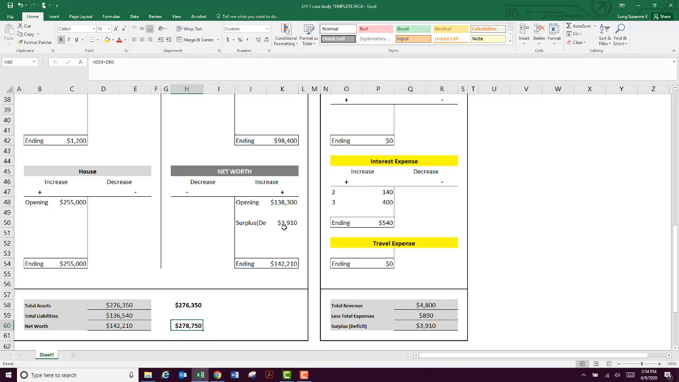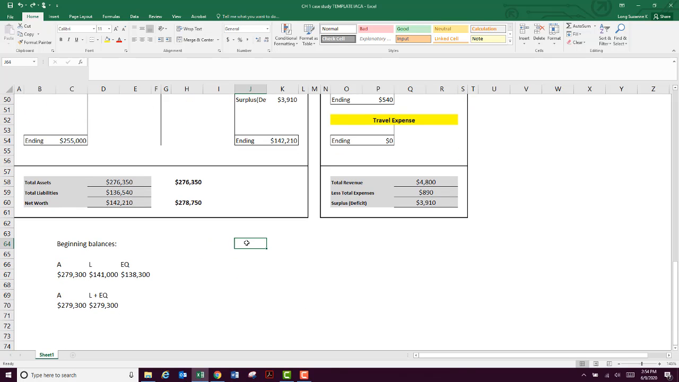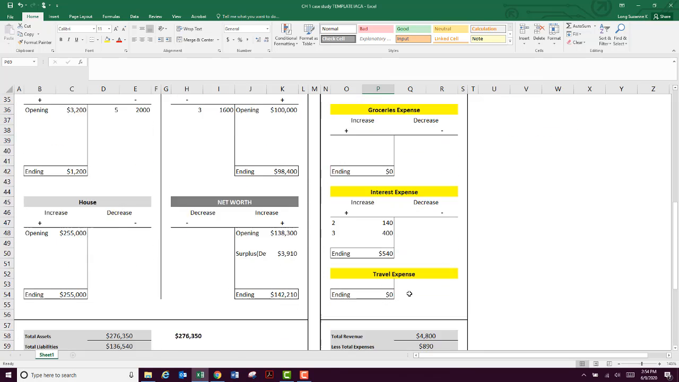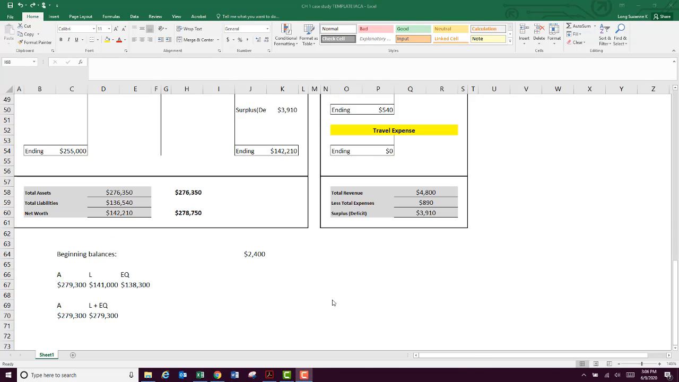And they don't. Well, it's probably because of the surplus. Let's take that out. No, that's not it. So, this is like a real live situation. Let's see what happened there. What's the difference between these two? Am I missing something? $2,400. We're going to pause right there, and I'm going to check this out.